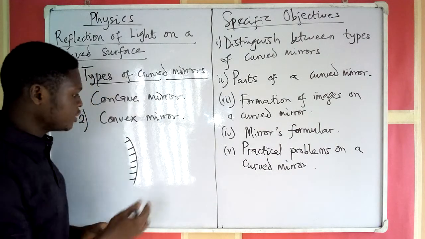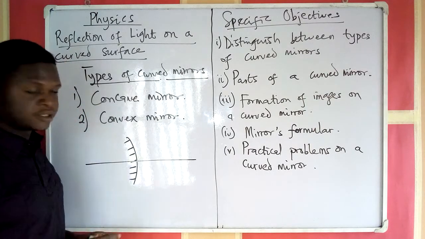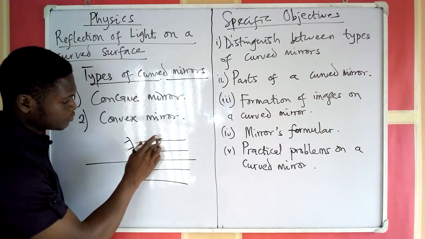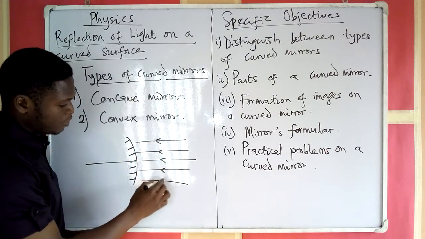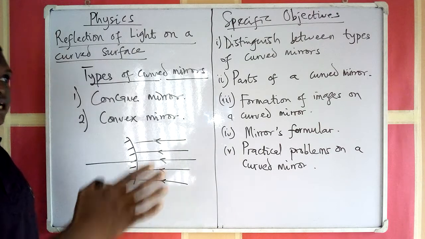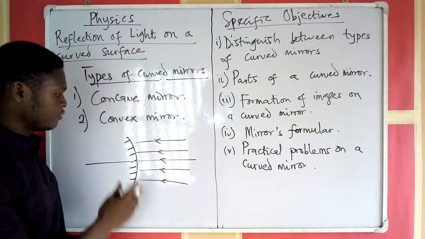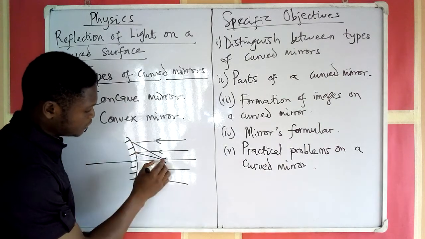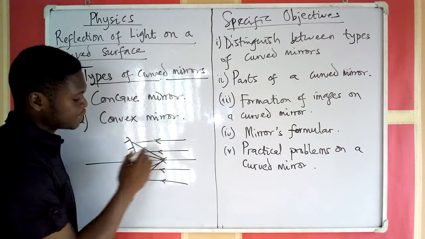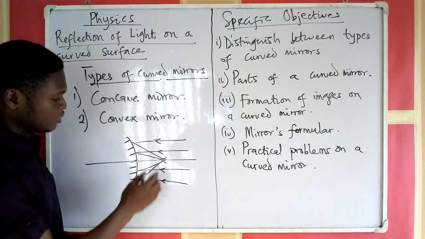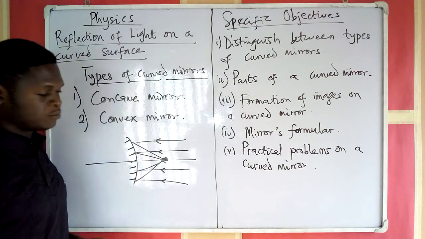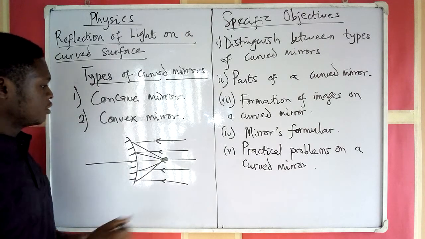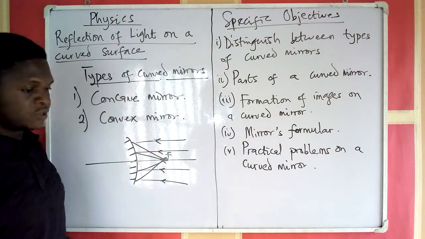So when rays of light, this is our principal axis. When parallel rays of light fall on it, whenever we have parallel rays of light, we consider rays of light that are coming from a far distance. What will happen is that it will converge these rays of light at the same side the parallel rays of light are coming from. And the point where all these rays of light meet is what we call the principal focus of a mirror. So that is labeled with F.